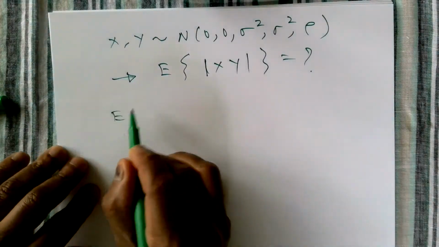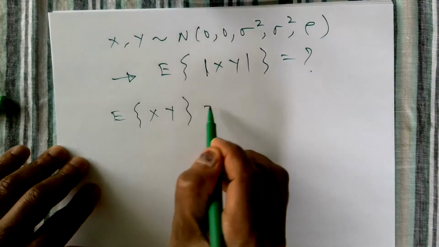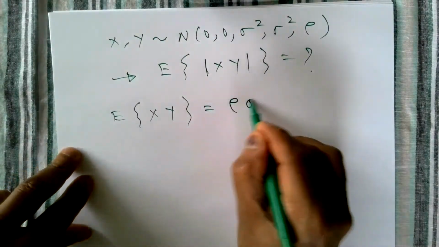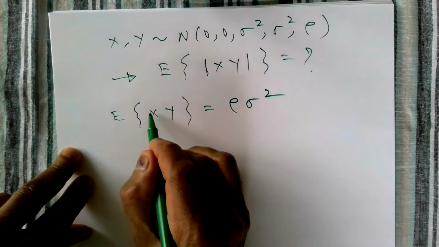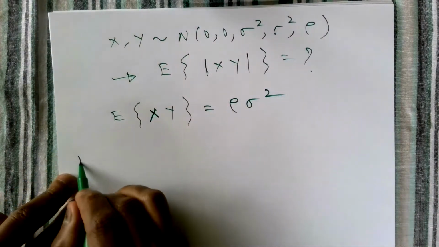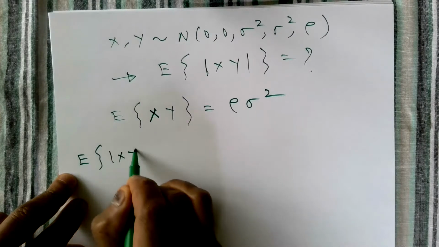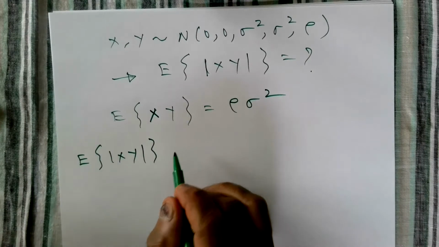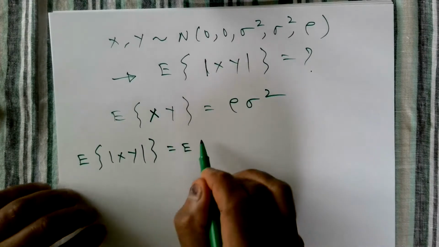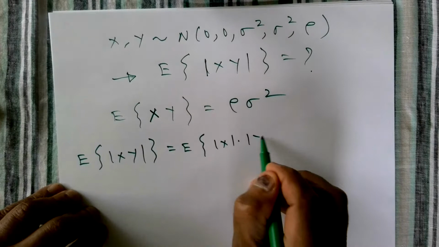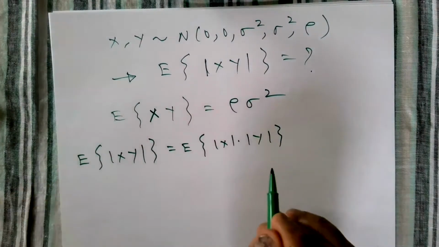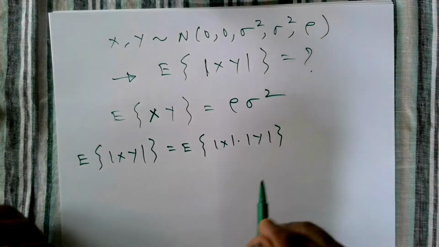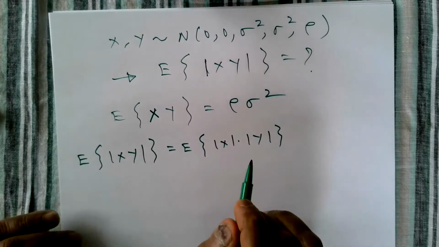Notice that the expected value of xy is really easy. This is simply rho sigma x sigma y, so that's simply rho sigma squared. So what we are interested in is how this result would change. Of course, this is the same as the expected value of the absolute values of x and y. So I'm going to derive this result.